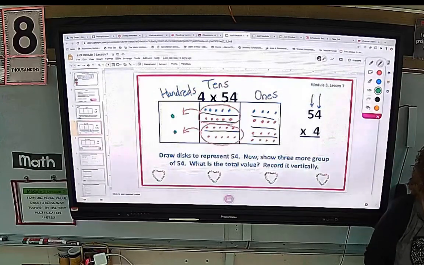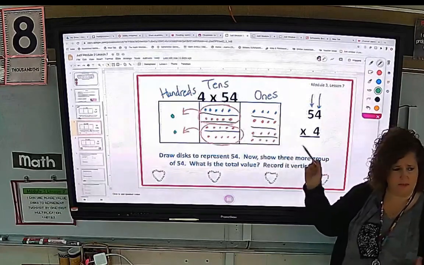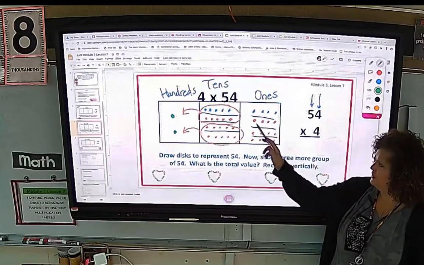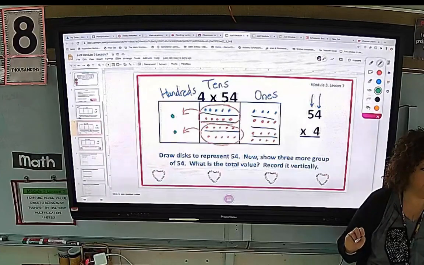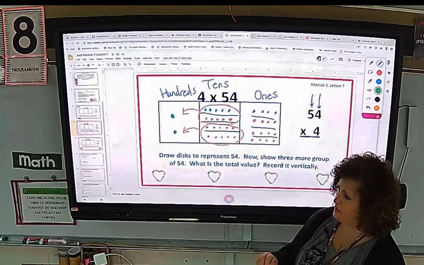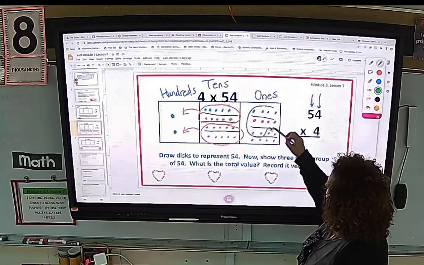Now our chart's getting kind of full of stuff, isn't it? But we're not done. We cannot leave the ones place like this. There's too many. There is 1, 2, 3, 4, 1, 2, 3, 4. There's 16 dots there. Okay, so we're going to bundle up a group of how many? 10. Say it real loud. 10. Okay, I want you to hear that. I want you to know that number. We're bundling up a group of 10.